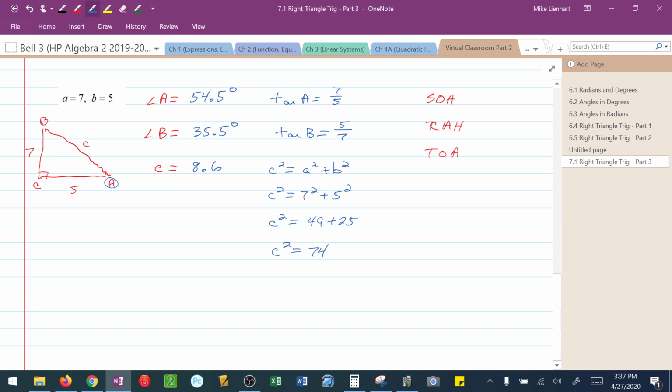And a quick check there tells me that those two are going to add up to 90 degrees, so I feel confident about my answers.